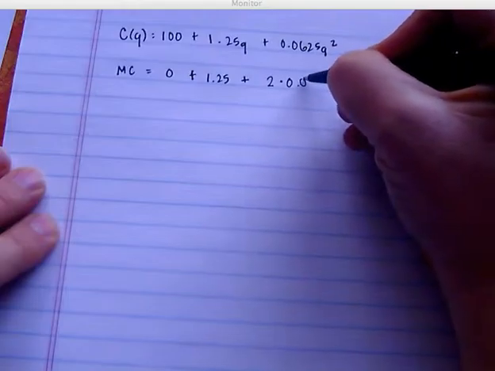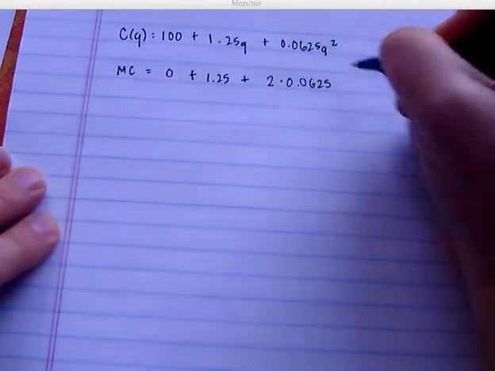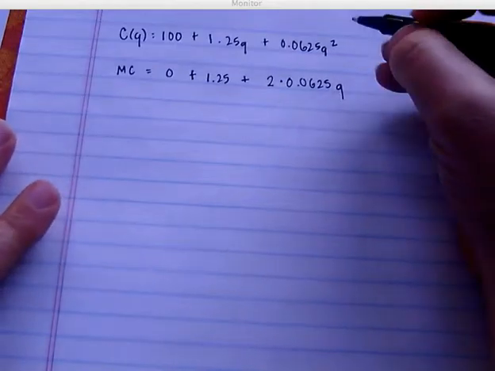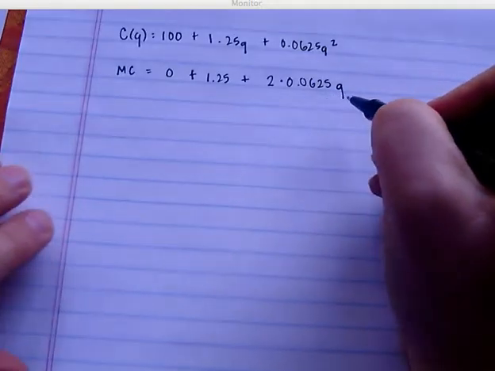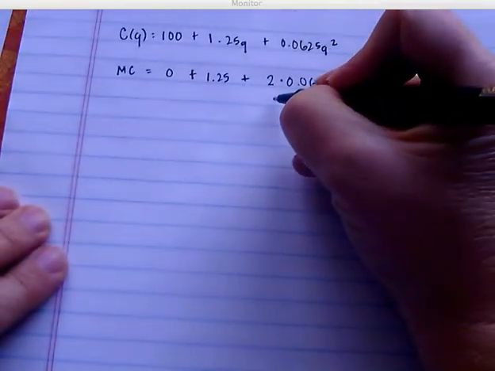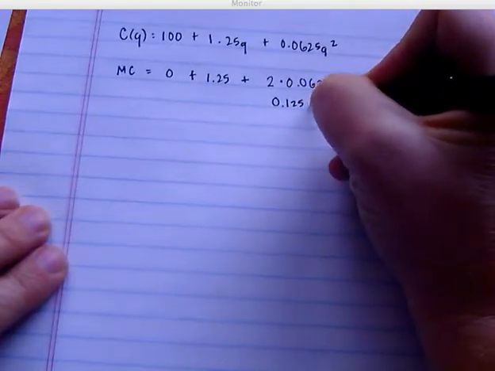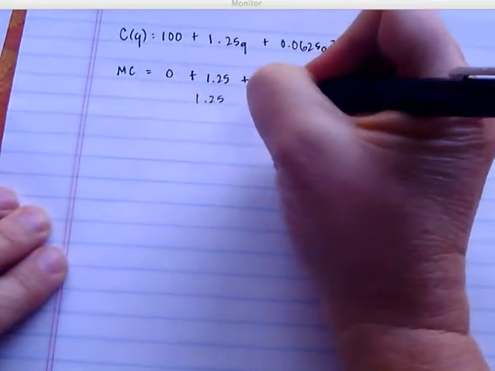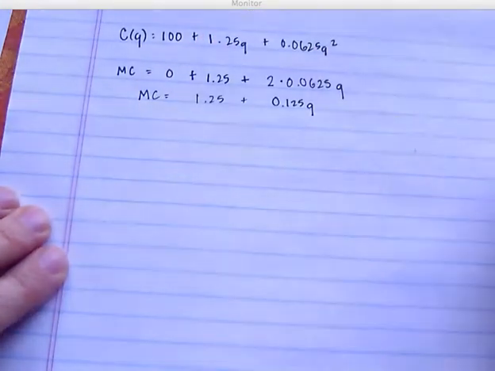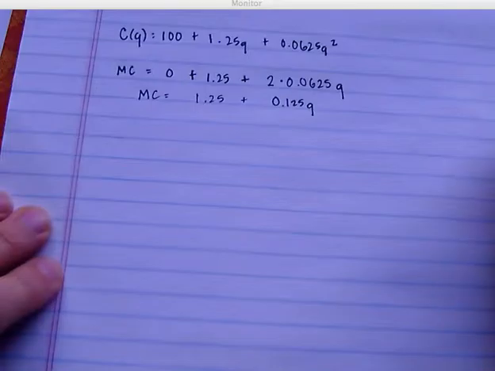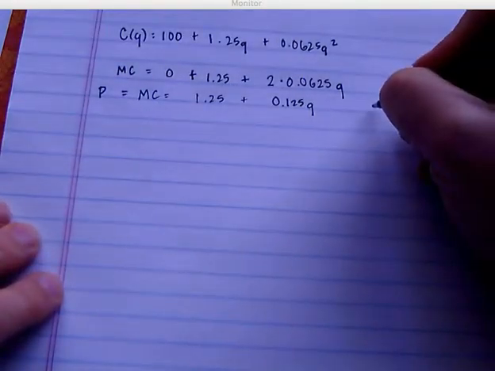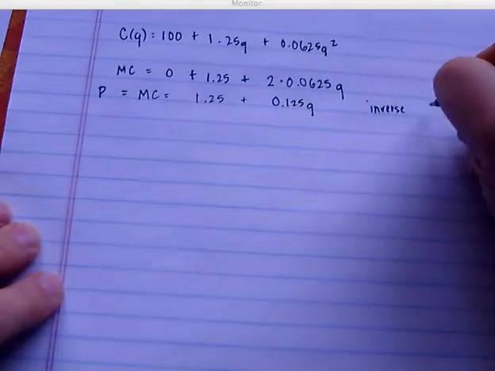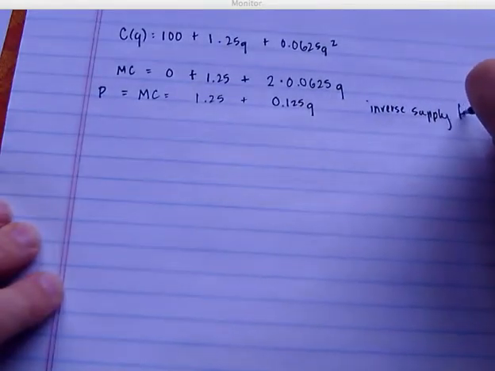We multiply it times the constant in front of the Q term, and then we decrease the power of the Q term by 1. And so we get 2 times 0.0625Q, and if we multiply this out, that gives us 0.125Q. So our marginal cost curve is 1.25 plus 0.125Q. Remember, we set price equal to marginal cost, and that gives us our individual supply curve. Really, it gives us our inverse supply curve for an individual firm.